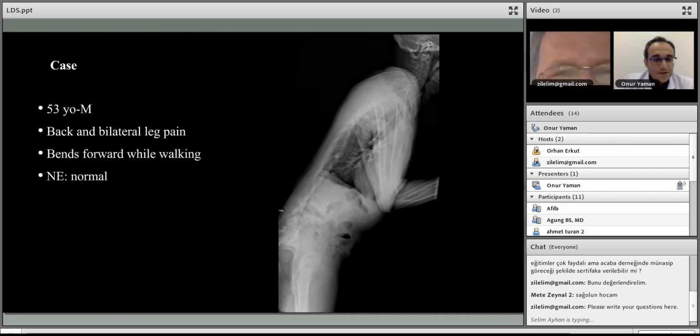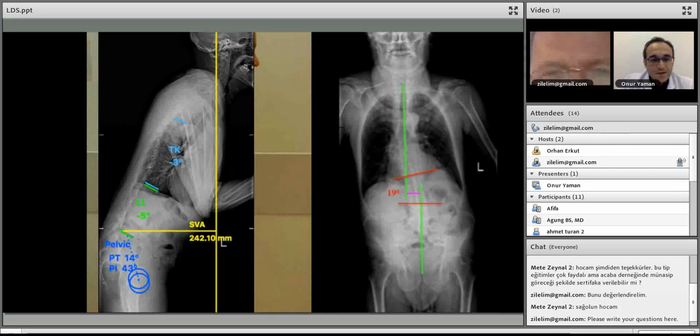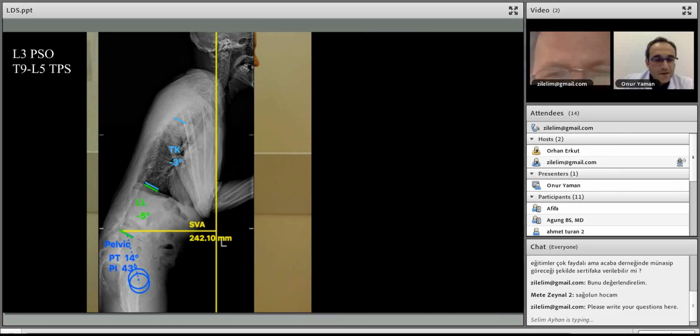So this is my nightmare case. This patient was 53 years old, has back pain and bilateral leg pain, bends forward while walking. These are the preoperative images. Then I performed an L3 pedicle subtraction osteotomy because the patient has a greater SVA, positive sagittal imbalance.